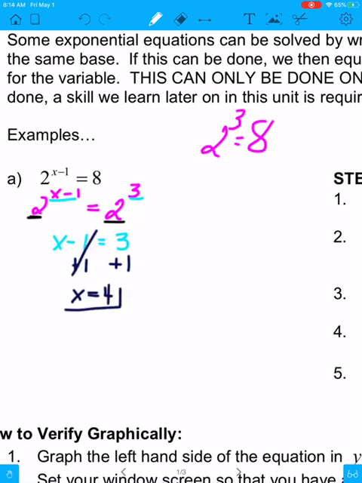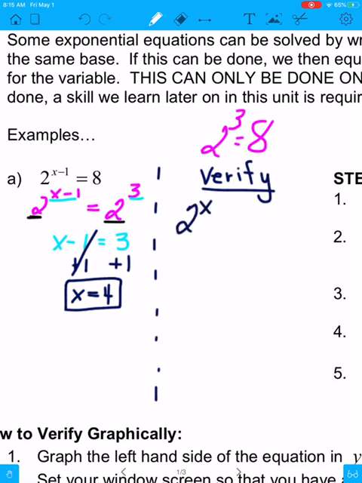What's great about these is when you walk away from this question, you should 100% be able to give yourself a high five knowing you got this right, because you can check it algebraically and you can check it graphically. Like I said, we'll do the first half algebraically, and then we'll come back and check graphically. It shows you how to do it below. All right, so we're going to verify so that we can walk away knowing we got it right. When we verify, we always use the original typed question.